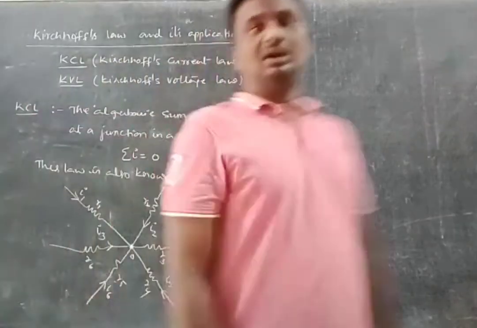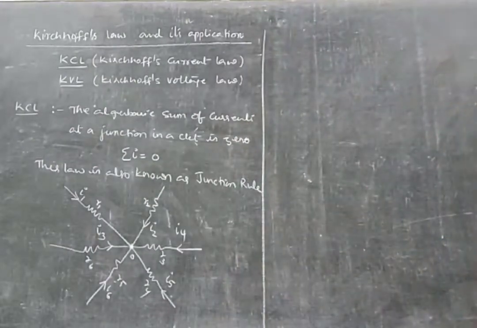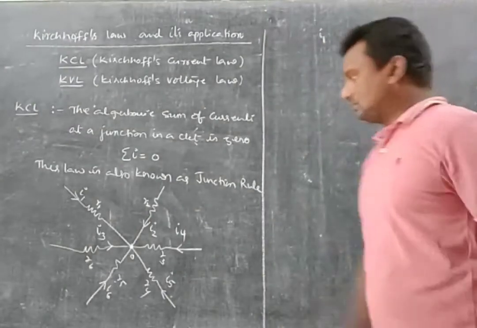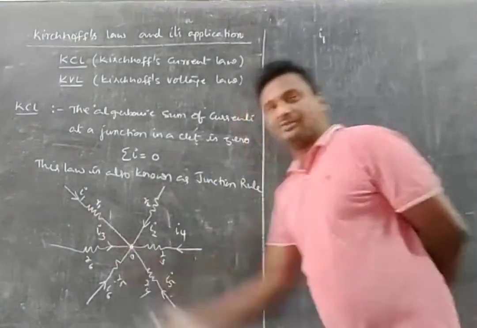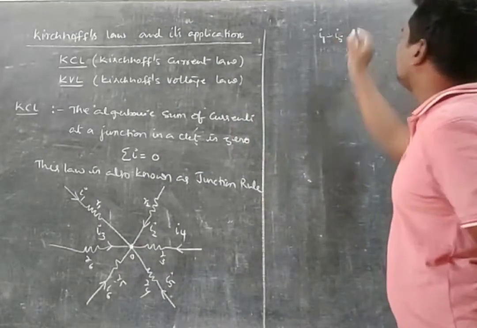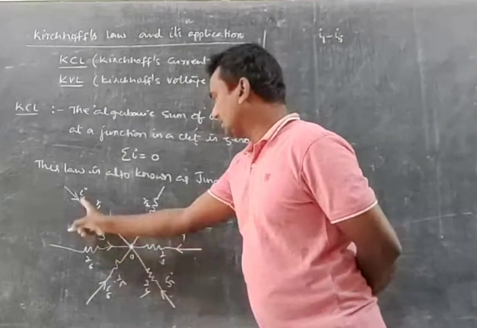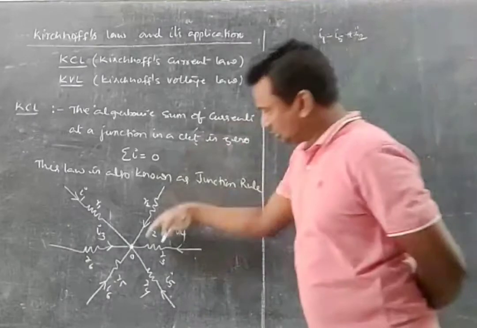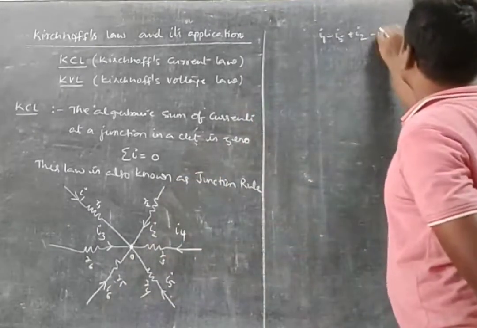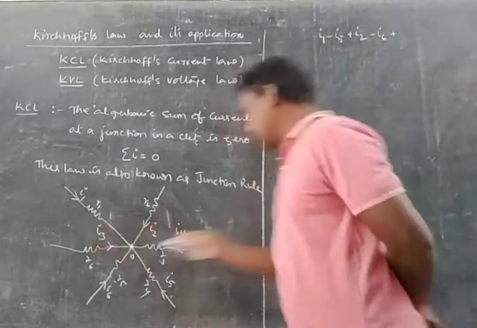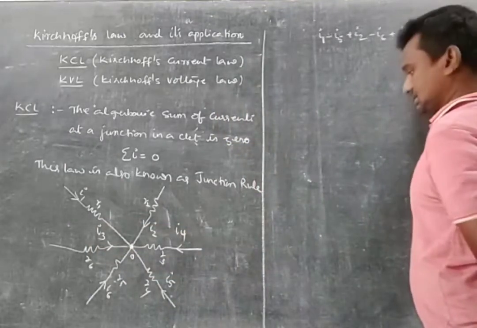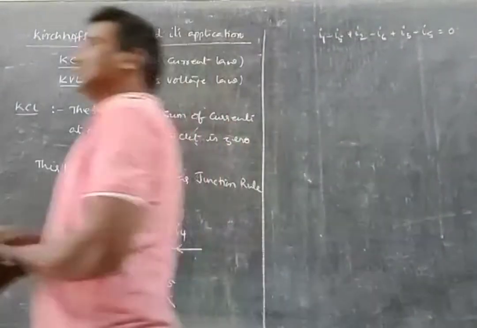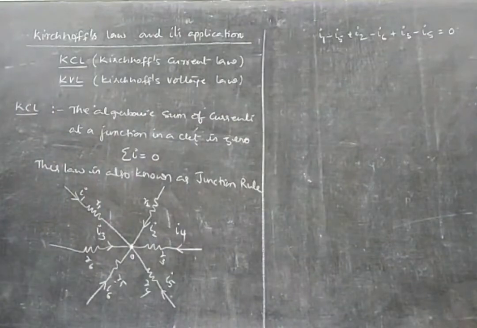So I rewrite the junction rule mathematically. I1 minus I5, the direction is different, right? Here this is I1, this is I5. Now go for I2 minus I6. Again plus I3 minus I5 is equal to 0. This is known as Kirchhoff's current law.